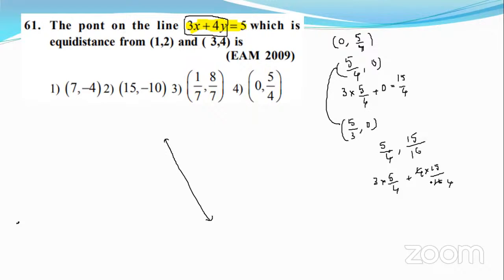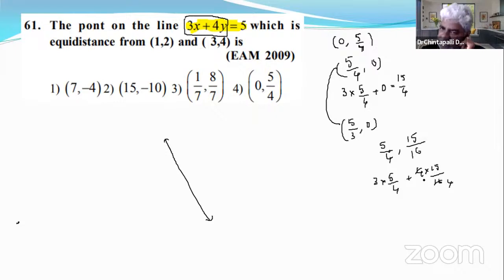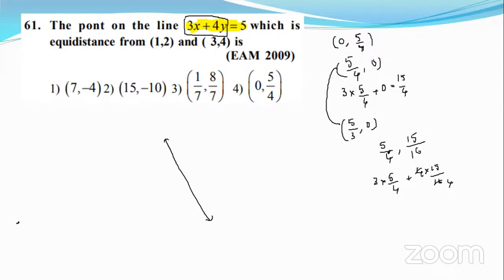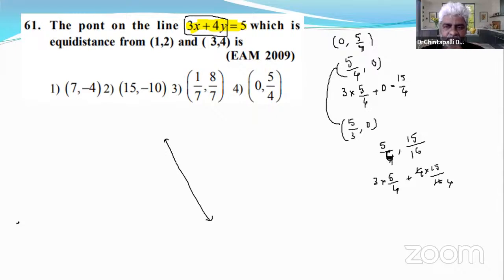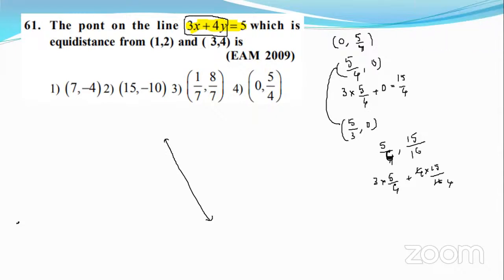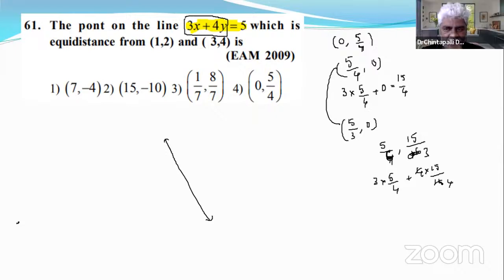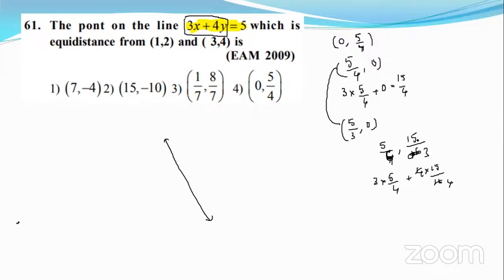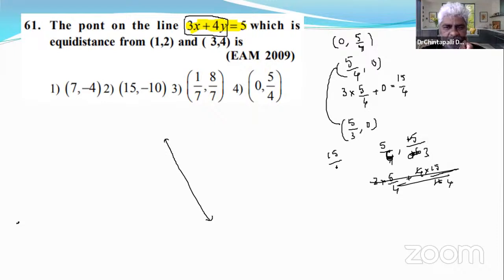15 plus 15 is 30. 30 by 4 is not equal to 5. When I substitute, will it not give us the same answer? One second. Sorry, (5/4, 5/3). I made a mistake. 15/4 plus 4 times 5 is 20/3. LCM is too much, 12. No way. Simple, I am giving you a simple idea.